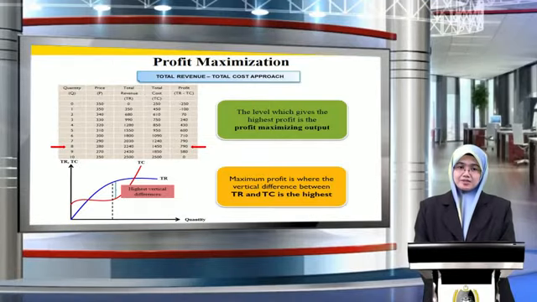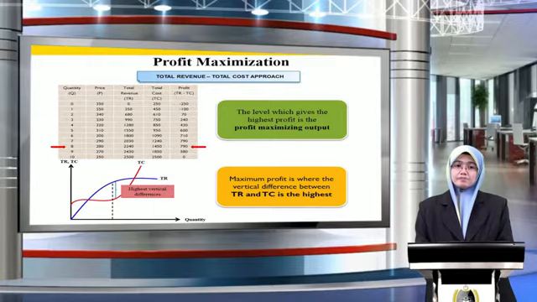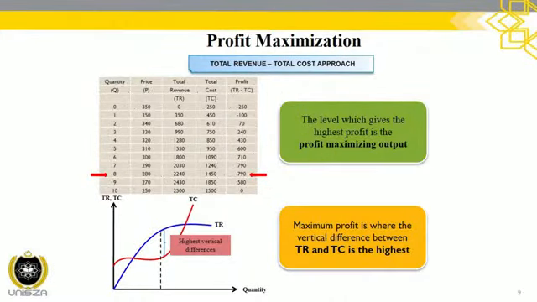Profit maximization. How much should the monopoly firm choose to produce if it wants to maximize profit? We have two approaches to calculate the maximum profit. The first one is the total approach. Under the total approach, total profit equals total revenue minus total cost. In order to maximize total profit, you must maximize the difference between total revenue and total cost.